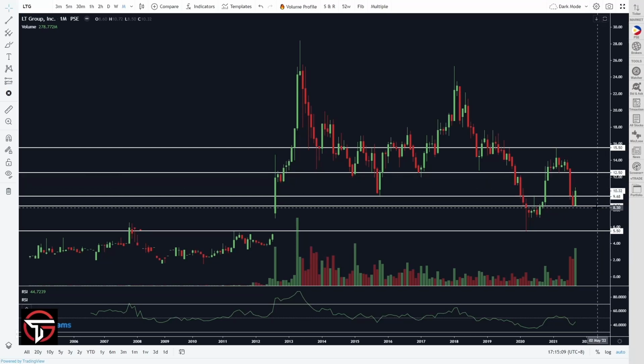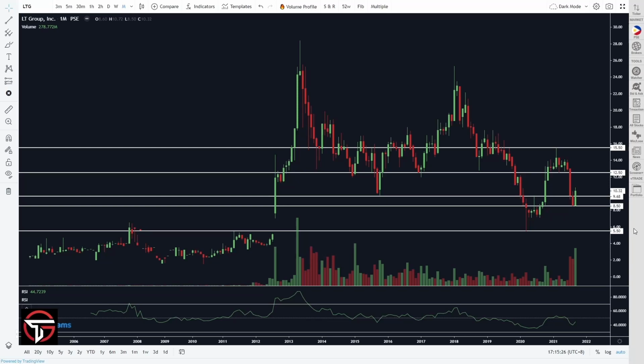Okay? So what we do here is titignan natin, depende kung anong stock, no? So in the case of LTG, we'll start with the monthly chart and then slowly work our way down hanggang sa daily chart or sometimes even lower. Depende kung ano yung nakikita natin.